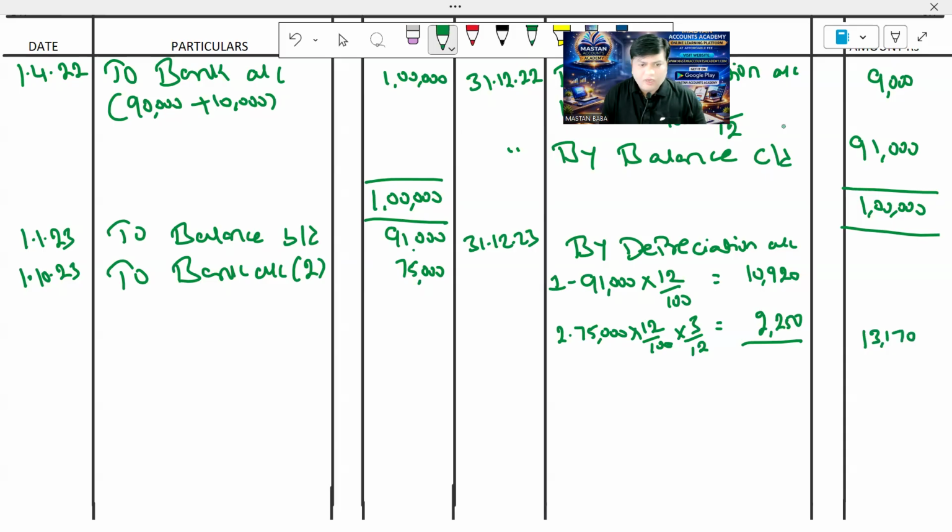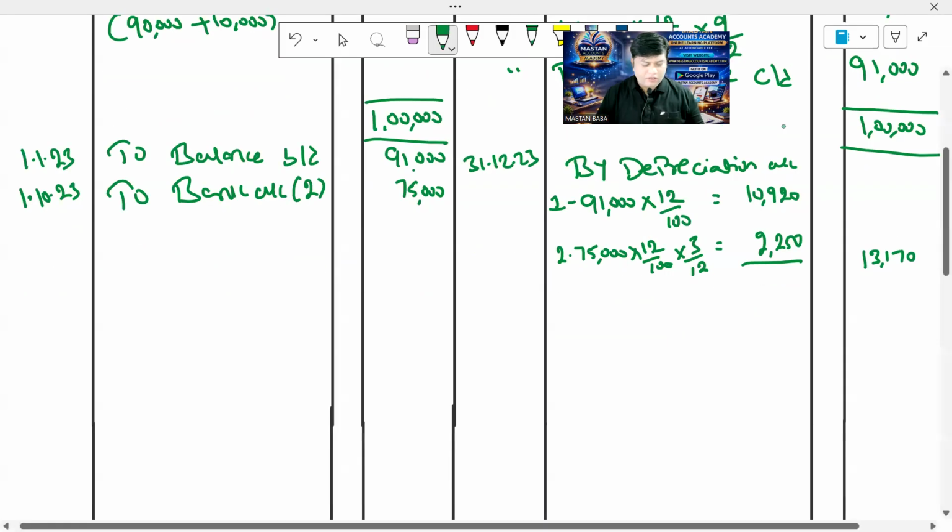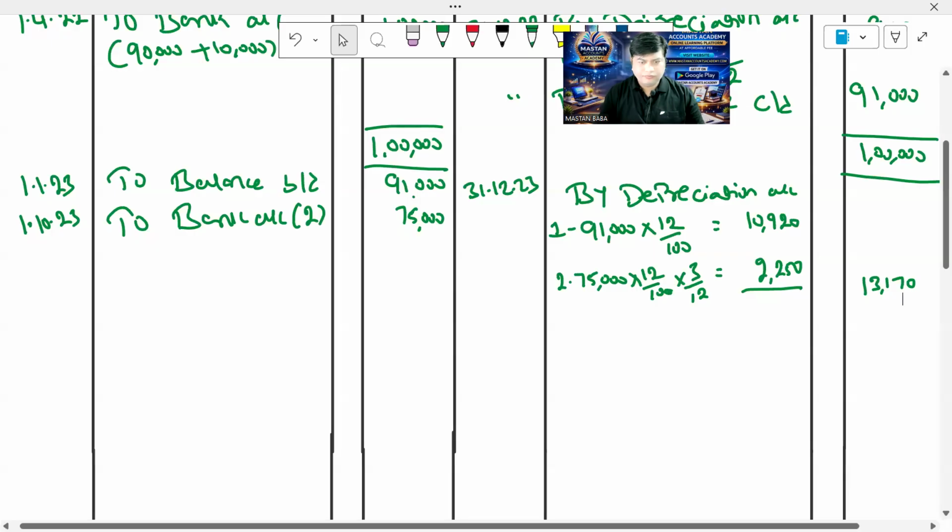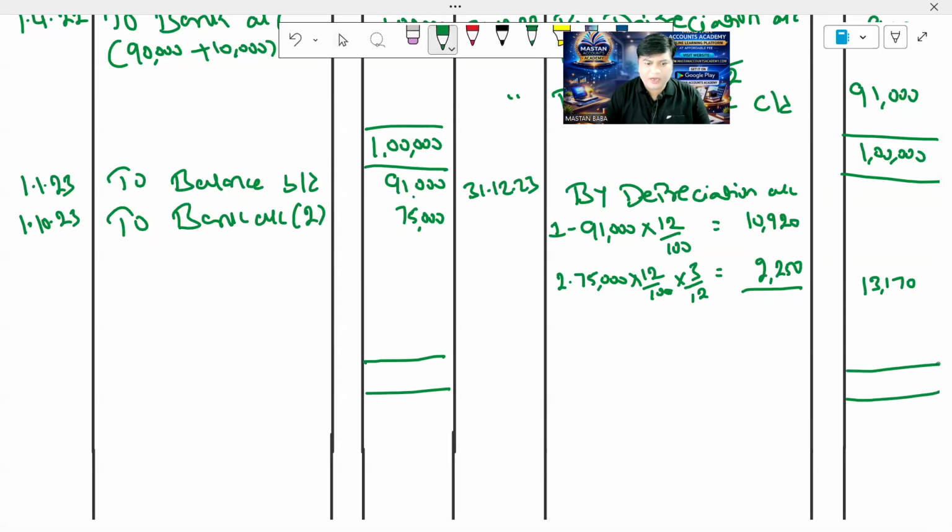Again, just balance the account. First, the debit total: 91,000 plus 75,000. You will get 1,66,000 rupees. Write it on both sides. From 1,66,000, subtract 13,170, by balance carried down. Just subtract: 1,66,000 minus 13,170 gives 1,52,830.